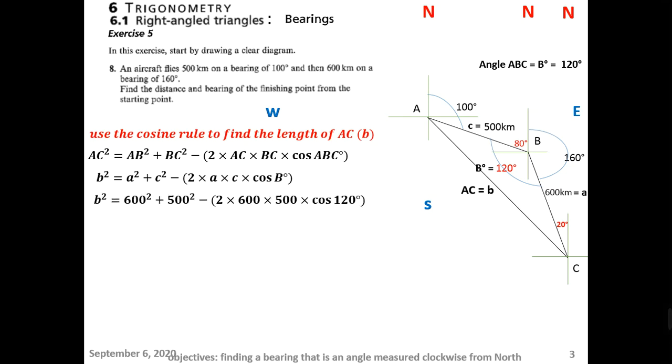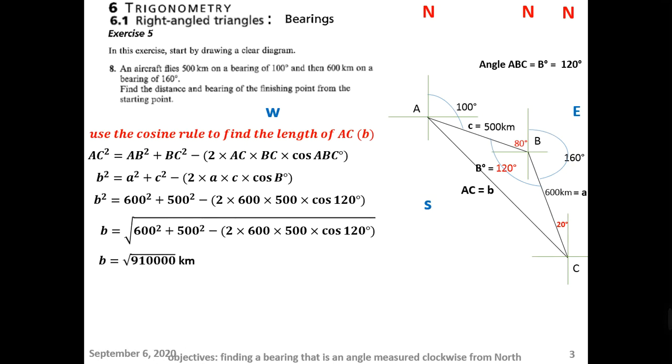Now let's substitute. b squared is equal to 600 squared plus 500 squared minus, in brackets, 2 times 600 times 500 times cosine 120. Now, square root each side because we are trying to find b. And b is going to be the square root of 910,000, which is about 954 kilometers.